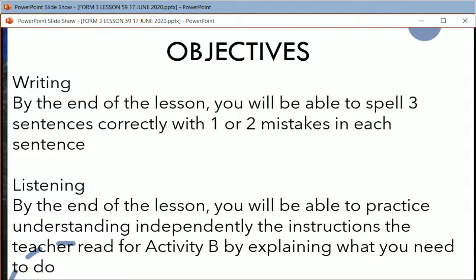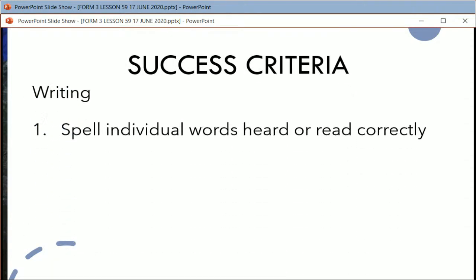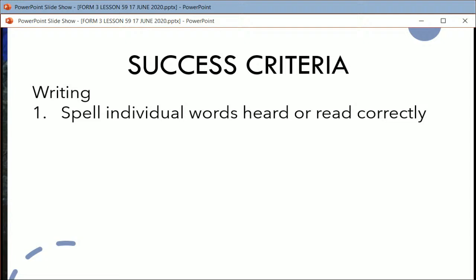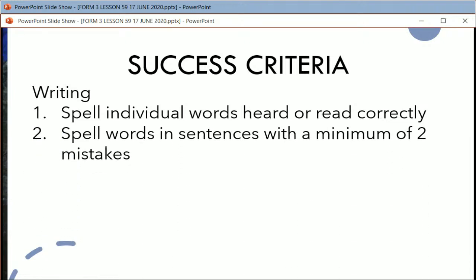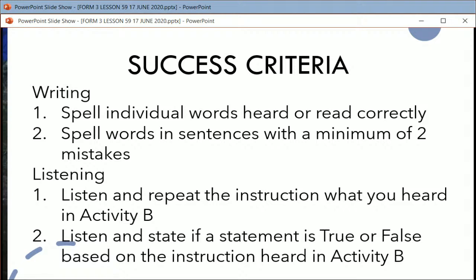When it comes to activity B, I can't see you, but I will tell you to do something. I hope you will do it, because that's the only way I can achieve that one. Success criteria for writing: spell individual words heard or read correctly. You spell words in sentences with a maximum of 2 mistakes. For your listening, you will listen and repeat the instructions you heard in activity B, and then listen and state if a statement is true or false based on the instruction you hear in activity B.